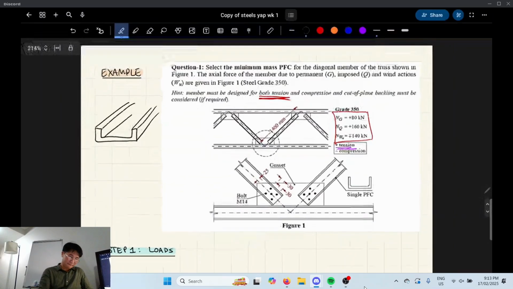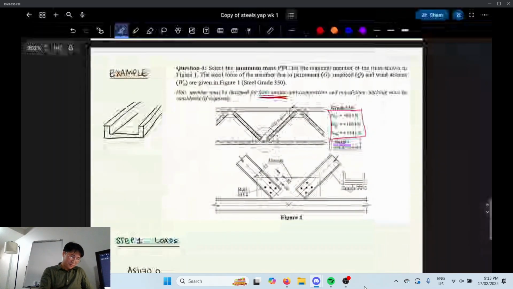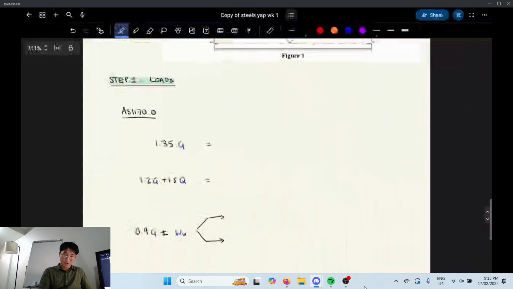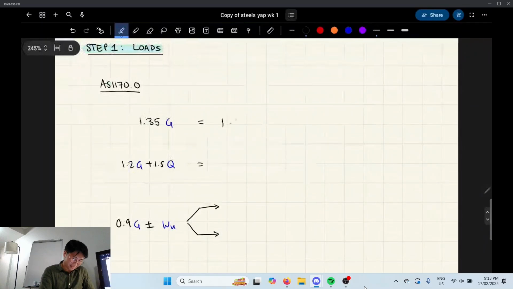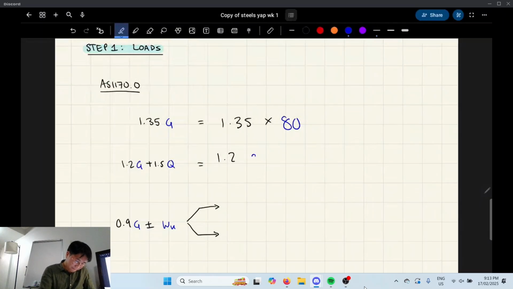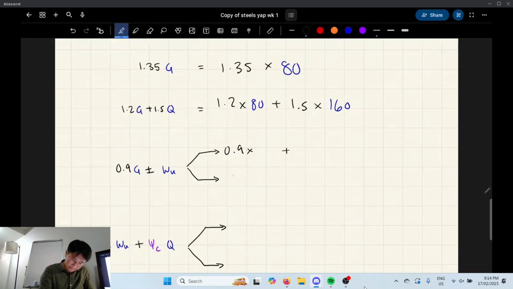Okay. So step 1, we're going to do the loads. Before we saw the numbers, but what are they actually? G was 80. Nice! You've got a good memory. Q I think was 160. Very good. And wind was 140 plus minus.